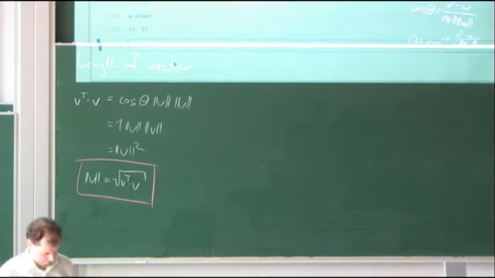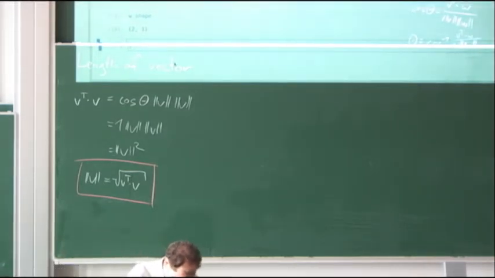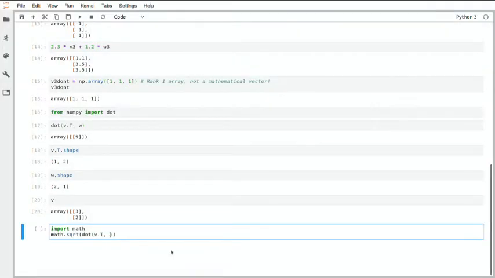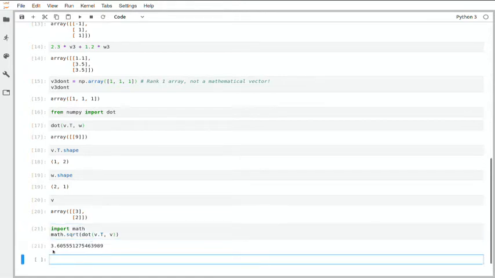So let's do that in Python. Let's import math, and then do math dot square root of V transpose dot V. First we should check what V is. V is this vector. So the length of this vector V is 3.605.